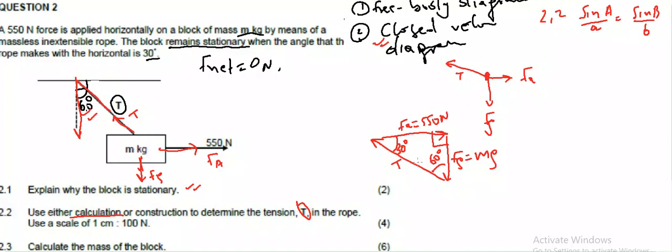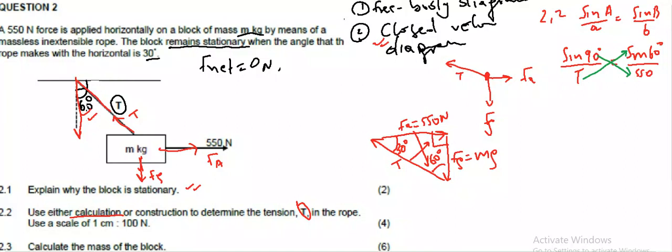So in this case, tension is opposite to angle 90, which means we are going to say sine 90 degrees divided by the side that is opposite to 90, which is tension, which is equal to what we have. We have force applied. Force applied is opposite to angle 60 degrees. So we're going to say sine 60 degrees divided by force applied, which is 550. Now let's cross multiply. So cross multiply, this will multiply that, and this will multiply that one.